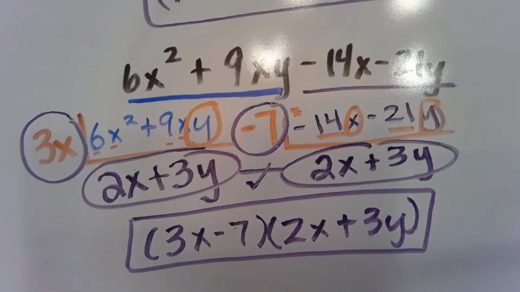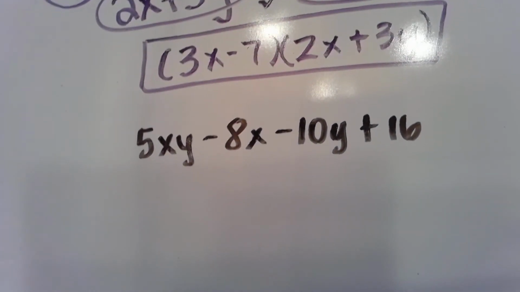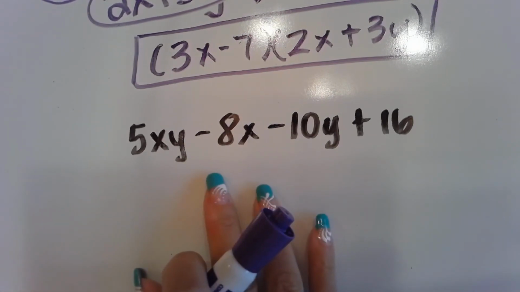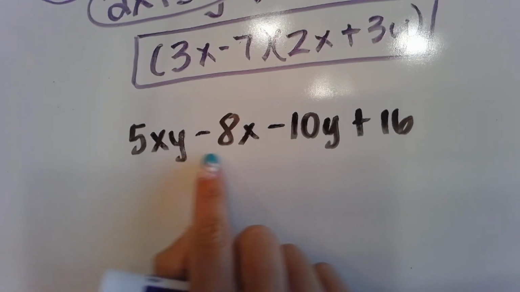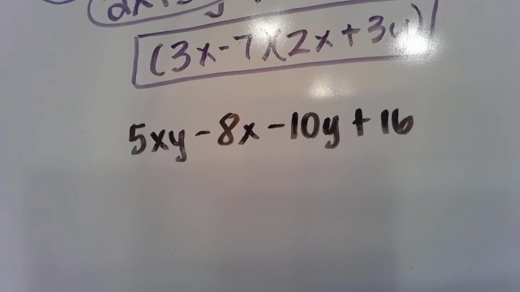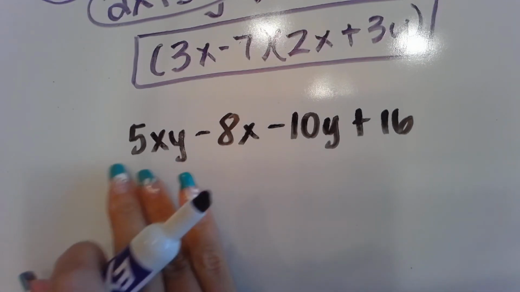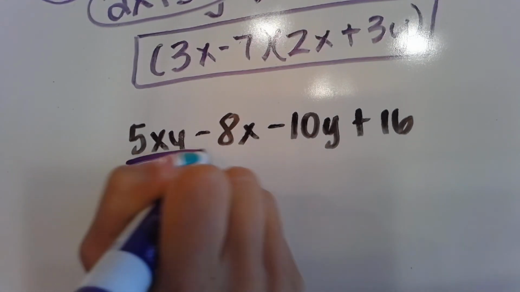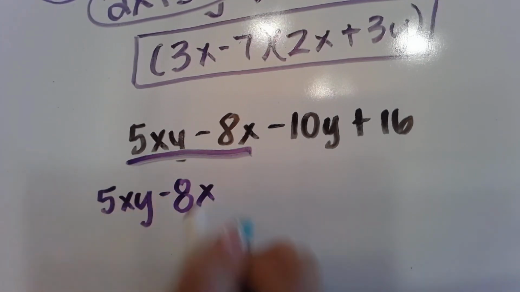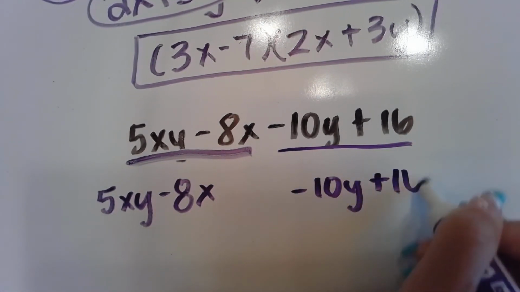All right, let's look at one last one quickly because I don't want this video to be too long where I'm unable to upload it. So let's try and get through this one, okay? I can see here that this one is 5xy minus 8x minus 10y plus 16, okay? So I can tell you right now, there is no GCF. I'm looking for my GCF. There is not a GCF. So I'm going to go ahead and start breaking this down. So I have 5xy minus 8x. Then I've got this piece here, negative 10y plus 16.